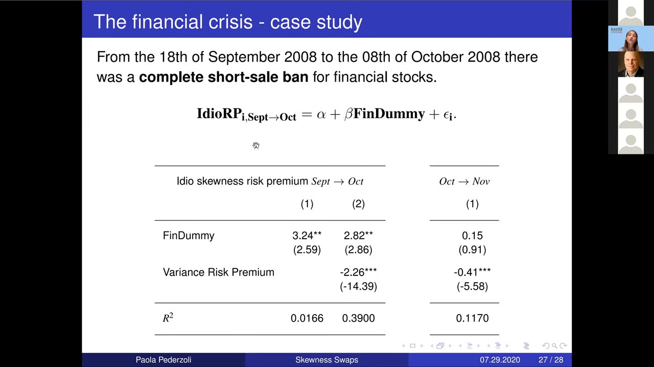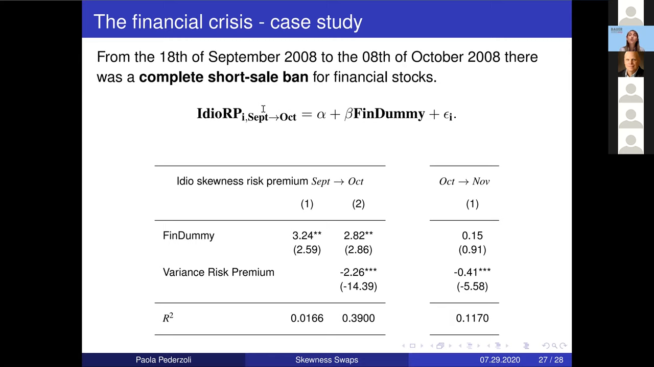And finally, I also use as a case study the complete short sale ban that happened during the financial crisis. Because from the 18th of September 2008 to the 8th of October 2008, there was a complete short sale ban only for financial stocks. Complete in the sense that it was impossible to short, cover, uncover. The third Friday of September 2008 was around the 22nd of September. So at the start date of my skewness swap, the ban was in place.